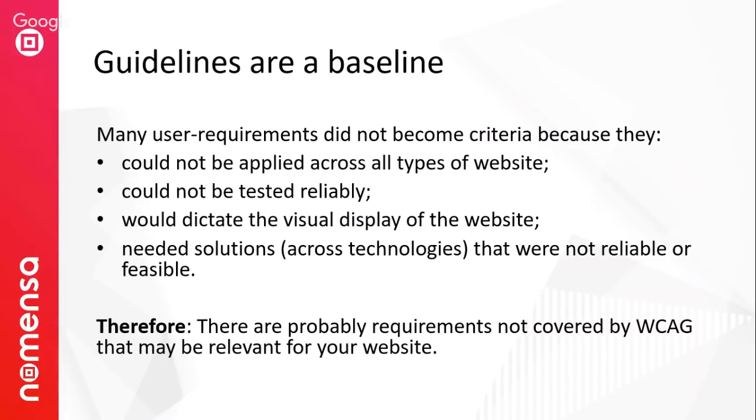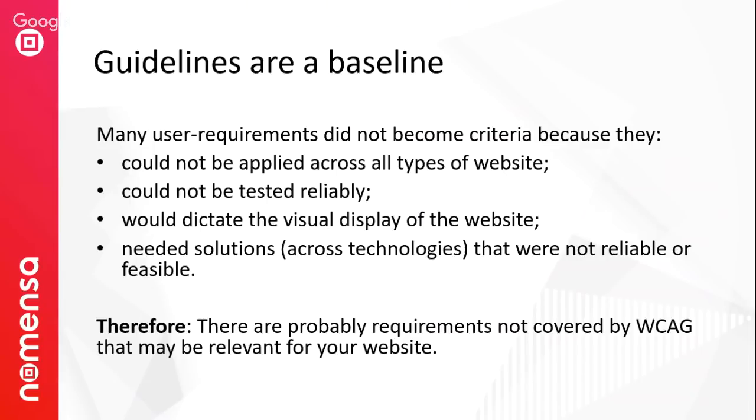A lot of user requirements didn't make it because they couldn't be applied across all types of website. Take the difference between a government website and, one of my favorite examples, a physics journal. There are certain content aspects that you really would struggle to apply across both. Perhaps some things are more difficult to test reliably. If they become too subjective, these guidelines couldn't be used in a legal context. Not to say they aren't subjective, but there's a level of subjectivity that is allowed.